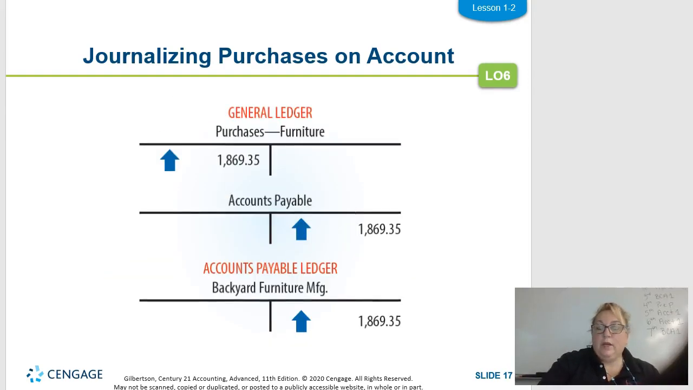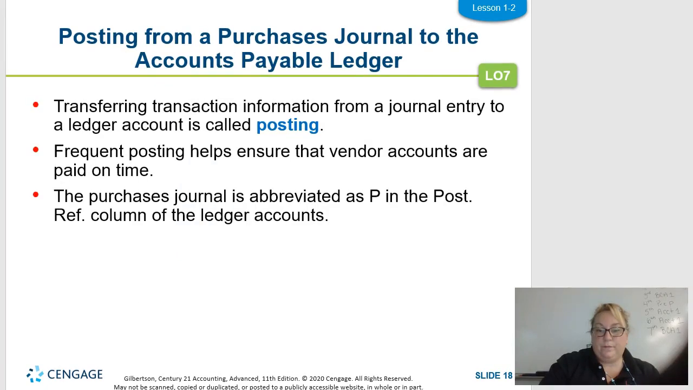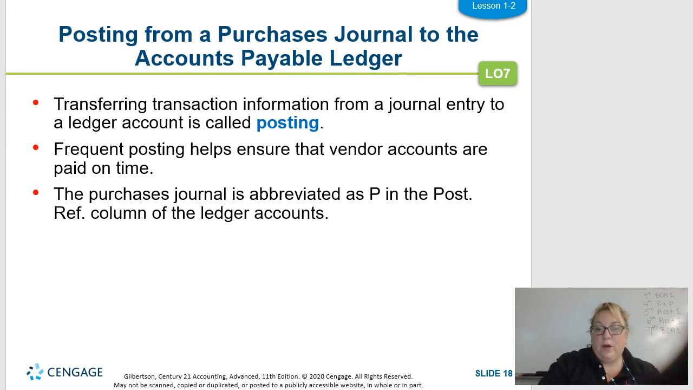So here is that same transaction in a T account. My purchases furniture went up, my accounts payable went up, and then of course I went into my subsidiary ledger and went to Backyard Furniture and put it into their account to show that they owe us. All right. So once it's done, we have to post.